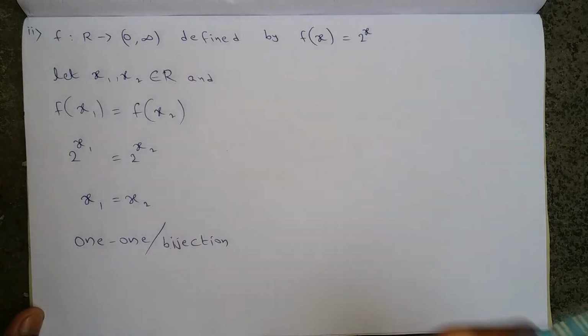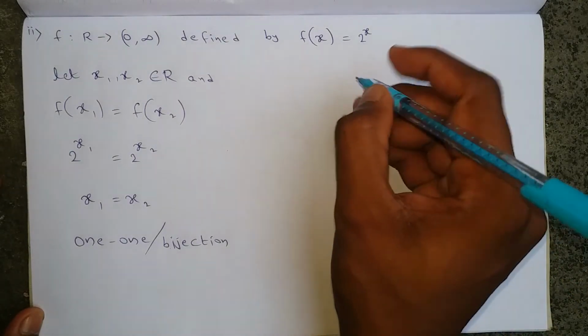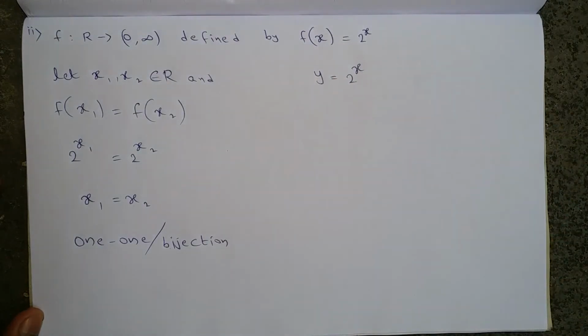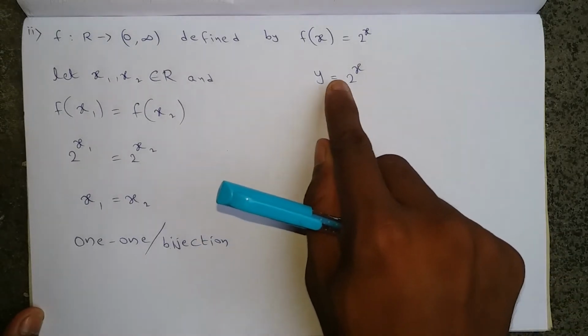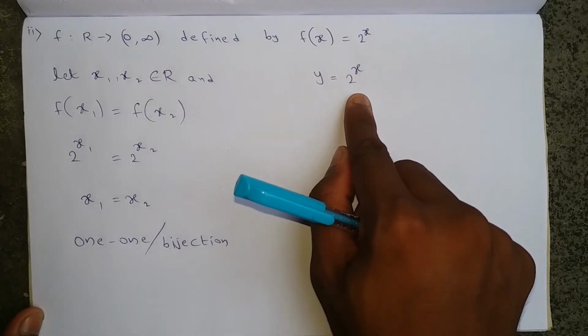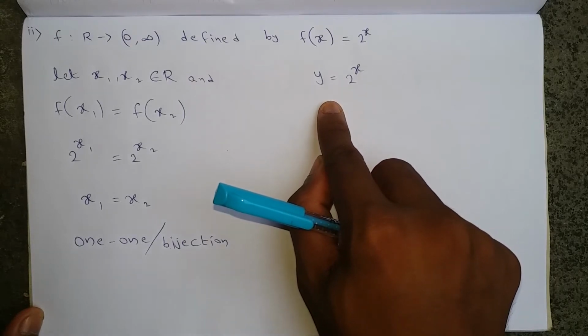Next, let us go on to the onto function. f(x) = 2^x. Instead of f(x), write y = 2^x. Now we want an equation in terms of x. y = 2^x is there. This is in exponential form. We need to convert this to logarithmic form.